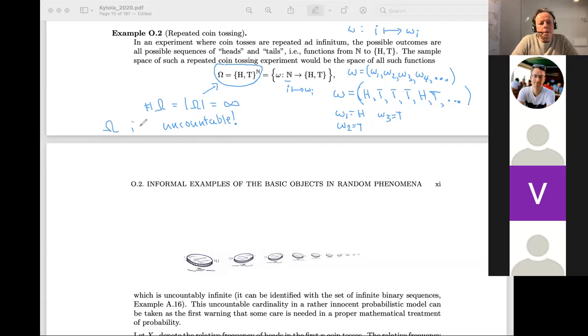So omega, in this case of repeated coin tossing, is an uncountably infinite set. And what is countable and uncountable? That's something nicely discussed in Appendix A, so you can go there and browse. Okay, so to define events and probabilities, now that we are working in uncountable spaces, we need to be really, really careful.